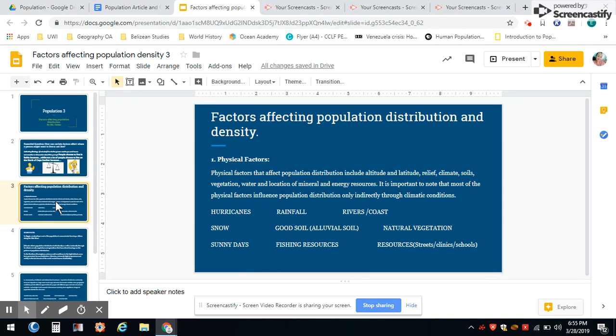Fishing resources, for example, in Kikaker, we have good fishing resources. Like someone said in the last class, I think it was Tyrese, we can live off our fishing resources. So if we can't get chicken, we can eat fish, lobster, shrimp, conch, and so forth. And that is one of the reasons why people want to live in certain areas.